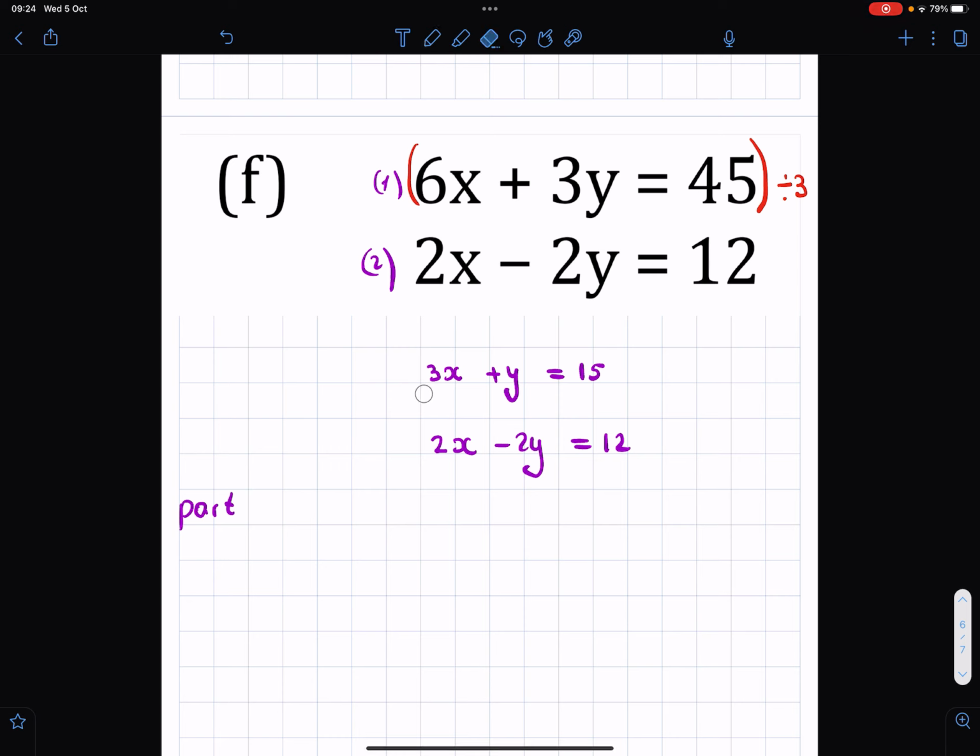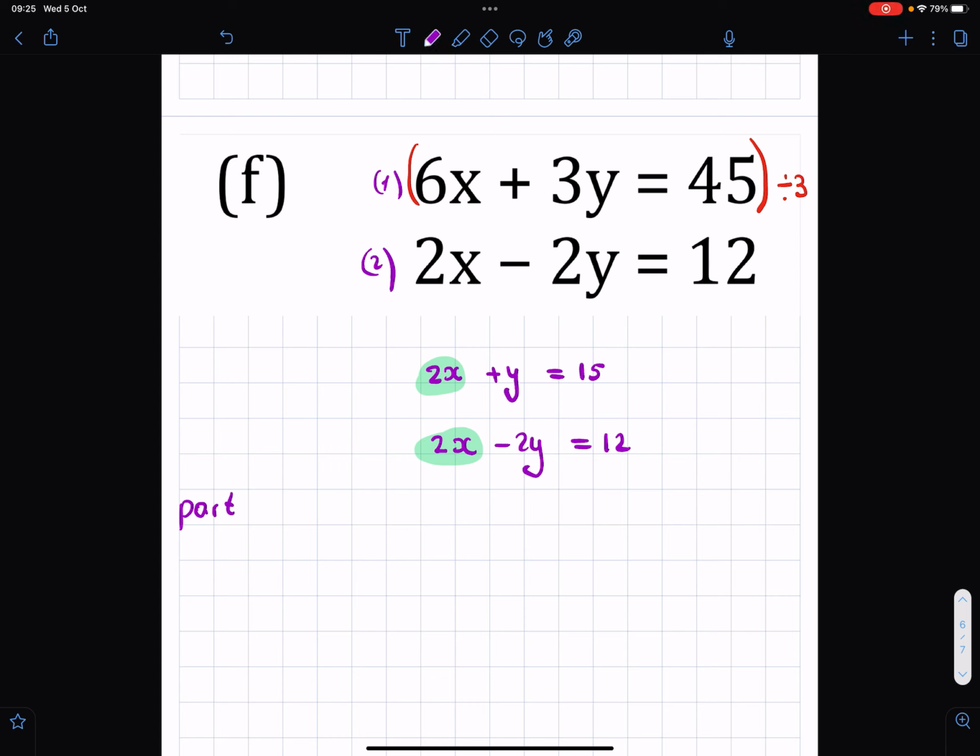Guys, why did I write 3x here? It's supposed to be 2x, because 6 divided by 3 is 2. Okay, so now which operation am I going to do here? Addition or subtraction? Are you sure about addition? No. X has the same sign. It's supposed to be subtraction.